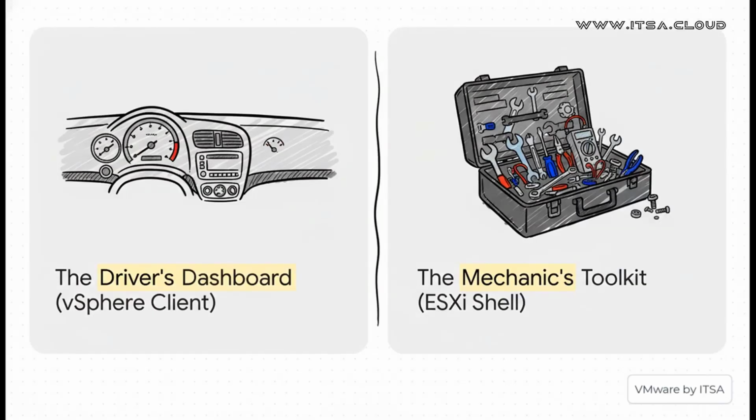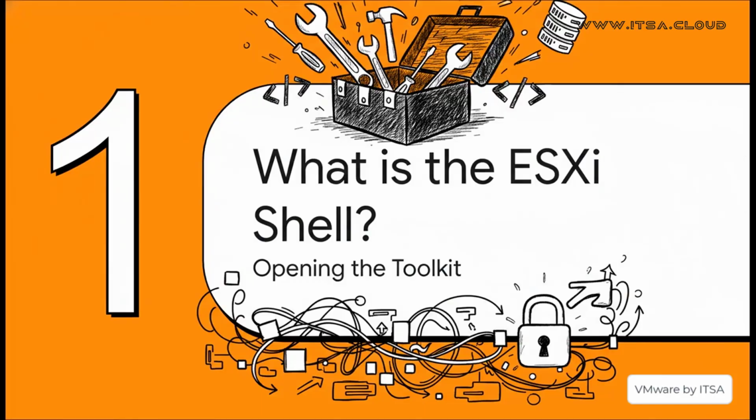So to really get our heads around this, let's start with a simple analogy. Think about your car. The vSphere client, that's like your driver's dashboard. It gives you all the essential info you need to just drive the car, right? Speed, fuel, temperature, it's all clean, intuitive. But the ESXi shell, that's the mechanic's toolkit. It's what you grab when you need to get under the hood, diagnose a really complex problem, or perform some kind of specialized repair that the dashboard just can't handle. And that's really the core difference.